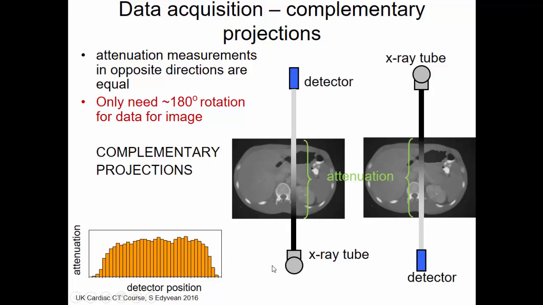Another factor to consider is that whether the X-ray beam is going through the patient in one direction, you're still going to get exactly the same net attenuation as if the X-ray tube is in the completely opposite direction and the beam is going through the patient in the other direction. So you can have attenuation profiles that are exactly the same, and these are called complementary projections. And the reason for me emphasizing this is that in cardiac CT, when time is of the essence, very often only half of that complete rotation is used to reconstruct the image.